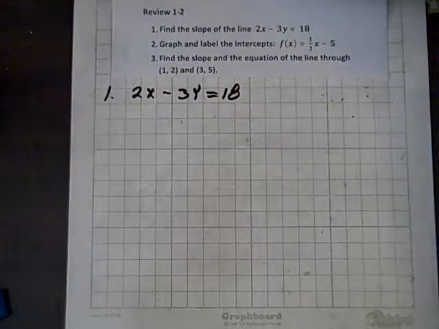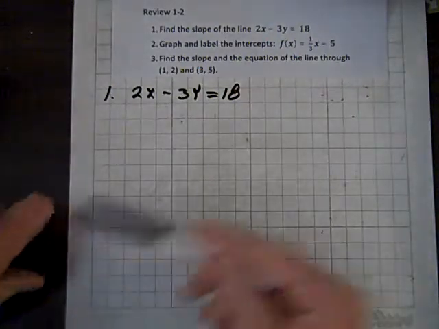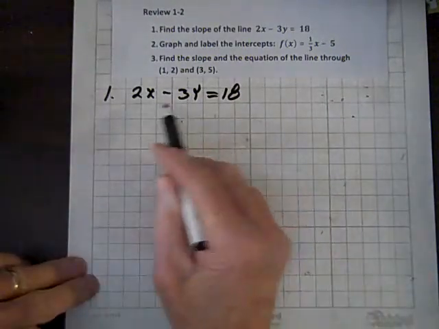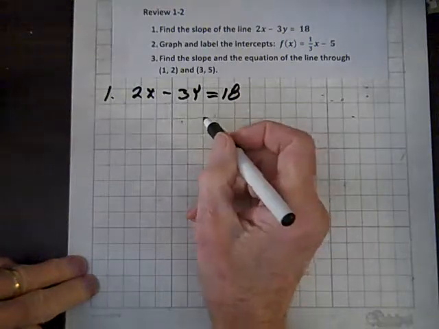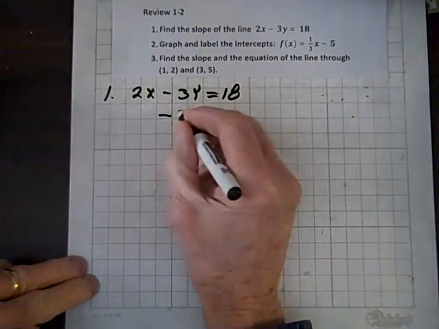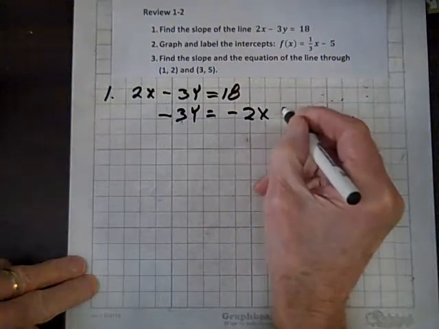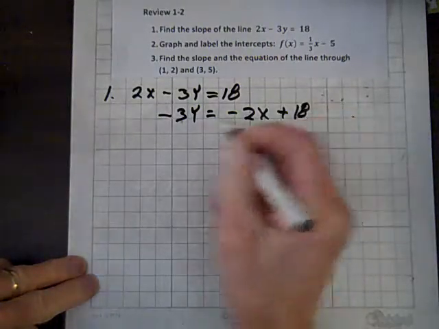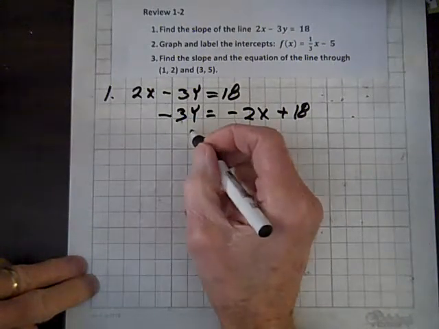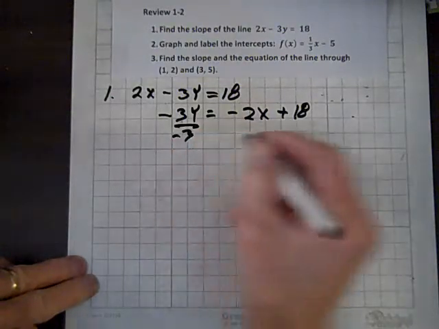Now we'll do the review for section 1-2, and the first question says, find the slope of 2x minus 3y equals 18. Well, let's just isolate y and see what happens. So if we subtract 2x from both sides, we get minus 2x plus 18. Now let's divide both sides by negative 3.